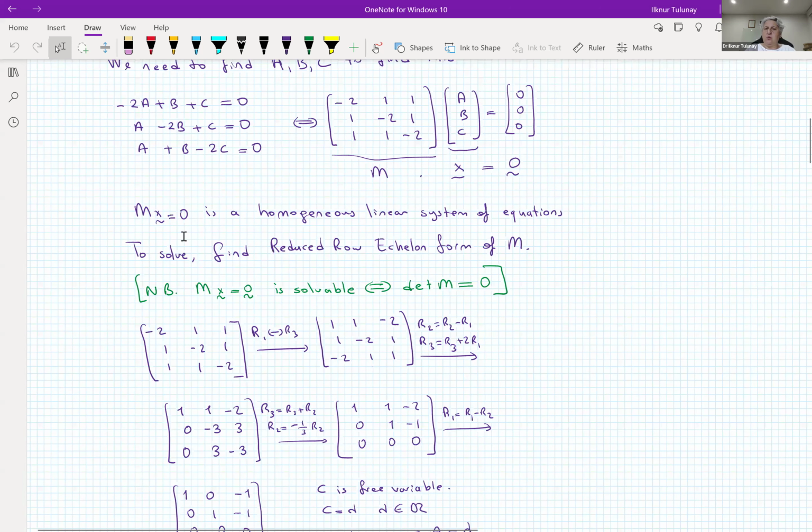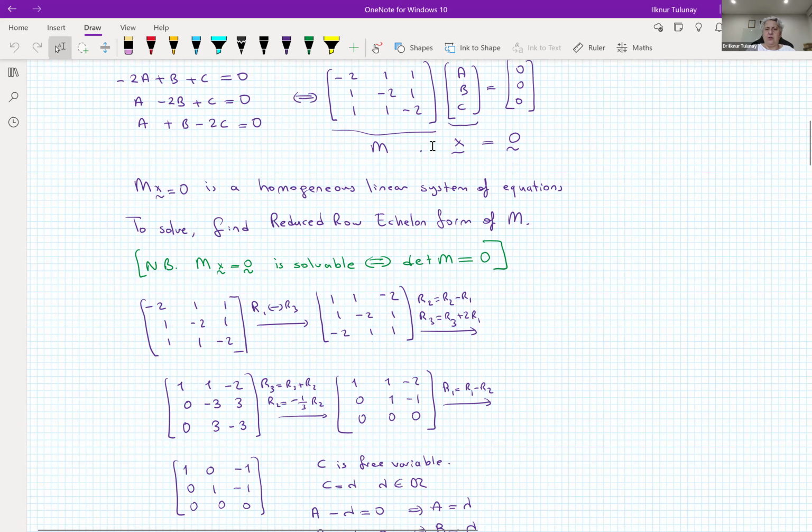To find the solutions, we would like to obtain the augmented matrix, but the augmented matrix's right column will be 0, 0, 0, so we can just omit it. The augmented matrix for this system will be just M. Then we will apply row operations to find the reduced row echelon form, which will give us the solution, or a solution.